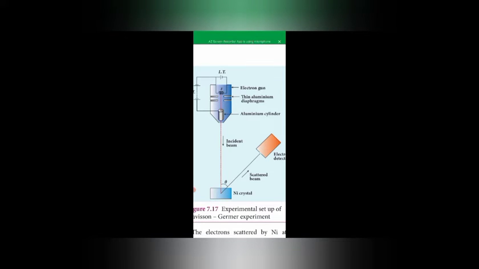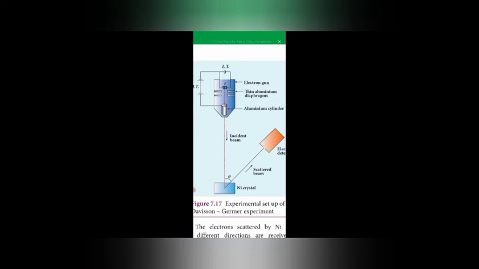The filament F is heated by the low tension battery. The electrons are ejected from the hot filament by thermionic emission. These accelerated electrons, due to the potential difference between the filament and the anode aluminum cylinder, which is connected to the high tension battery, form an electron beam. This beam is collimated using a thin aluminum diaphragm and allowed to strike a single crystal of nickel.